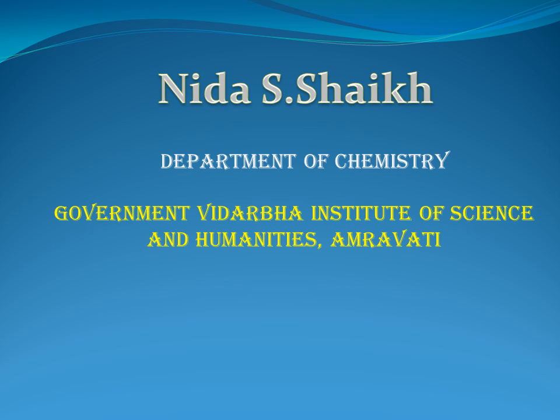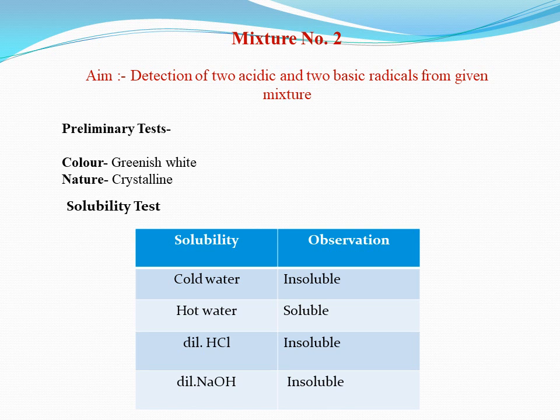In this video, we are going to take this second mixture of inorganic qualitative analysis. In this analysis, you have to detect two acidic and two basic radicals from the given mixture. As we know, the first step of analysis is the preliminary test. So observe the color and nature of the given mixture. It is greenish white in color and crystalline in nature.